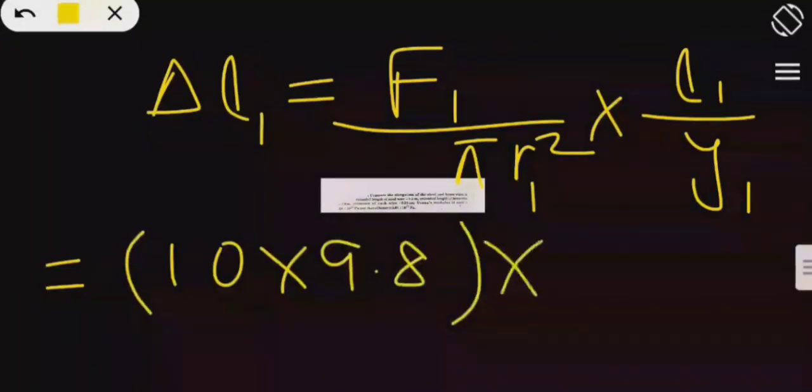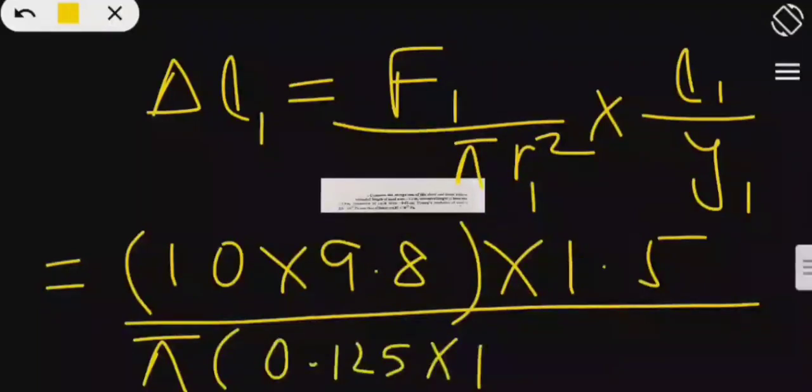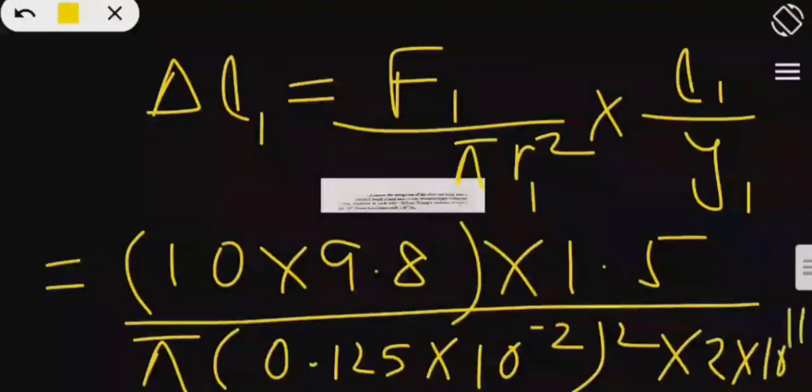Now let me place the values. F is 10 into 9.8, since 6 plus 4 is 10. This is F1. Your L1 is given as 1.5. This is pi r square: pi into R1 square is 0.125 into 10 to the power minus 2, whole square, multiplied with Y1. Y1 value is 2 into 10 to the power 11.